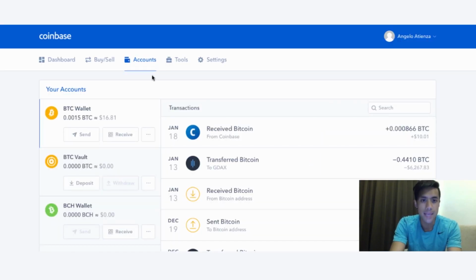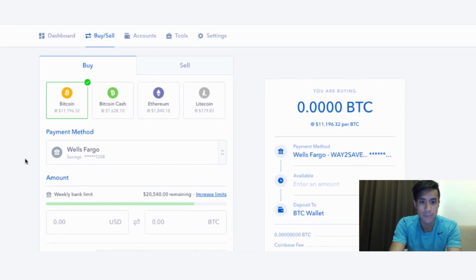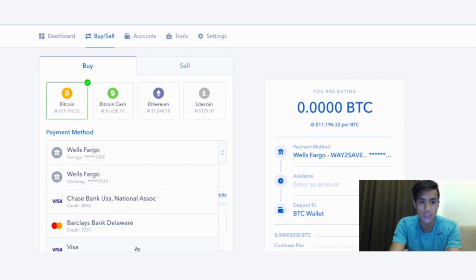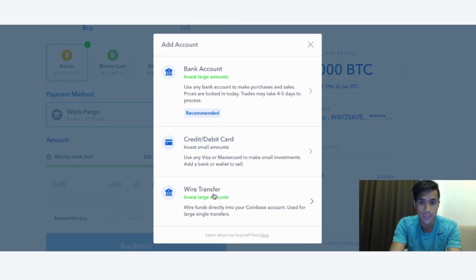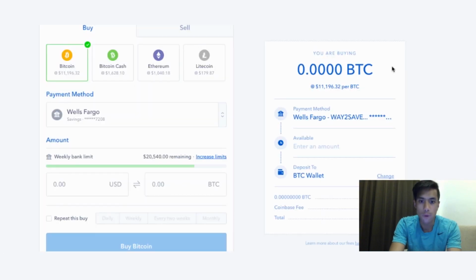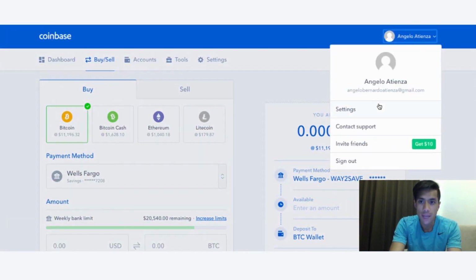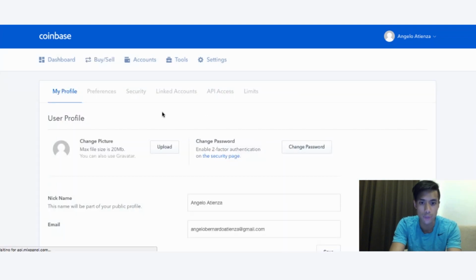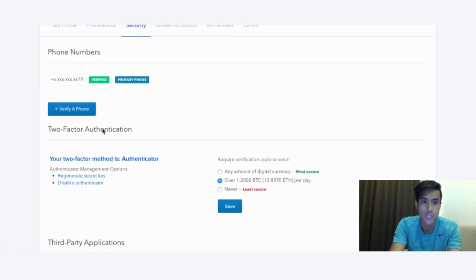The next step is to add a payment method. Click on Buy Sell at the top, and under Payment Method, click Add a New Account. This is where you can link up your credit card or online bank account. But before I continue any further, I have to emphasize that it's important to tighten the security on every single one of your cryptocurrency accounts by enabling two-factor authentication wherever possible, which you can do here.